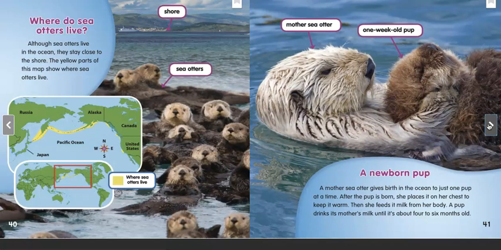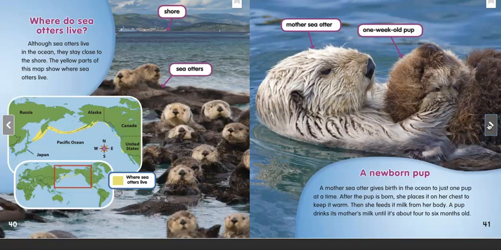Where do sea otters live? Although sea otters live in the ocean, they stay close to the shore. The yellow parts of this map show where sea otters live. Let's take a look at the map. I see that sea otters live in the Pacific Ocean. I also notice many captions on pages 40 and 41. I see shore, sea otters, mother sea otter, and 1-week-old pup.